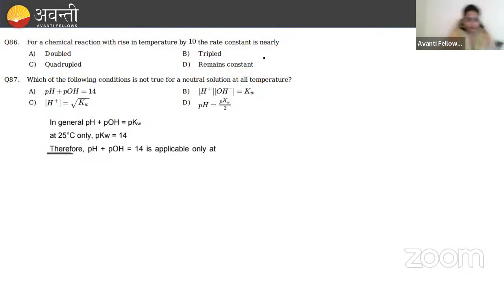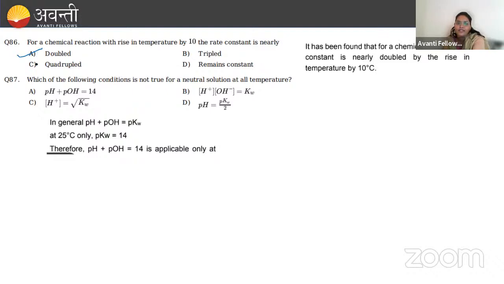Next problem. For a chemical reaction with a rise in temperature by 10, the rate constant is nearly. So here the temperature has risen by 10. Yesterday we saw the problem: if we increase the temperature by 10 degrees Celsius, the rate constant becomes double, triple? What happens? It becomes, yes, a very easy answer. You must have solved this question. So the answer is what? Yeah, very good, someone has responded. Very good, Ayushi. So the answer will be double.